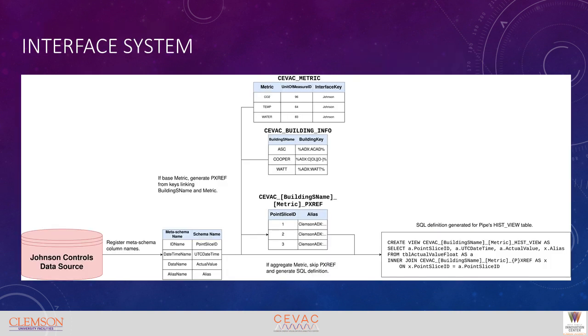So for a pipe to work, it needs a definition in the form of a SQL query. The problem is that every data source has its own schema, such as different column names and different table relations. Rather than writing all of these queries by hand, I solved this problem by developing our interface system to produce these standard SQL definitions. Whenever we bring a new data source into the CEVAC system, we simply register its schema to our meta schema, so to speak, and then we can generate a definition for any of its pipes. In this example, I demonstrate a simple look into how Johnson Controls pipes are created.